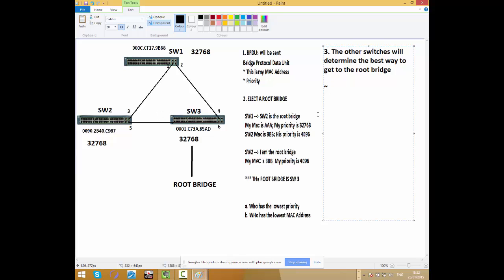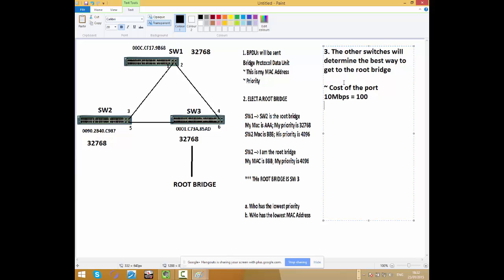That's the next thing. And what they will use is the cost of the port. That's what they will use. So, let's start with, if the port is 10 megabits per second, anyone know what the cost is? The cost for 10 megabits per second is 100.